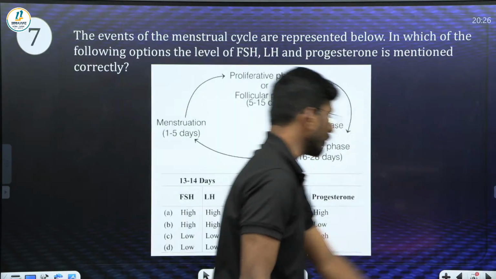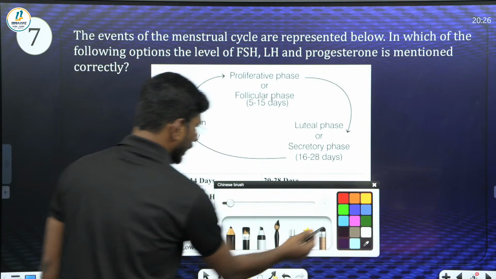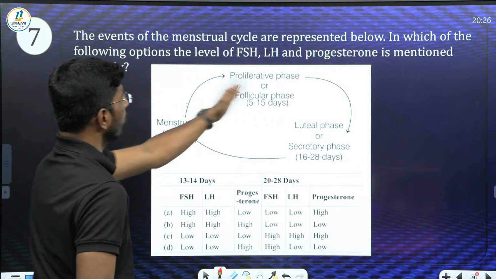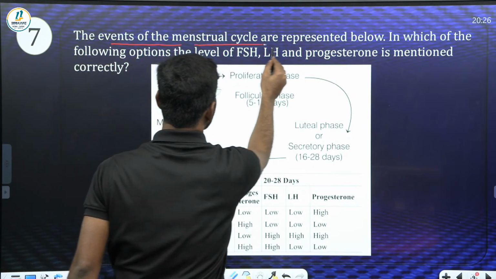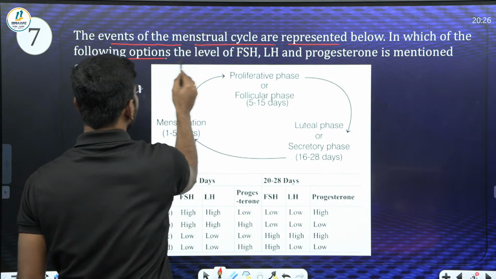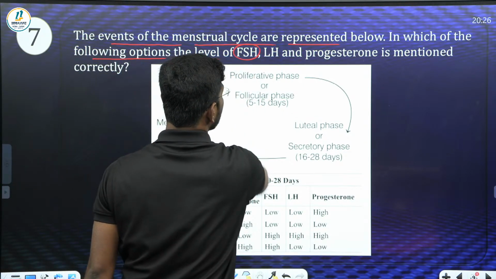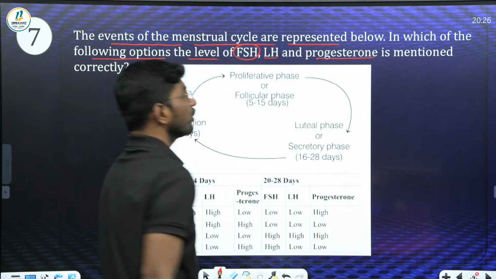Next question. Look at the next question. This question is about reproduction, menstruation. One flow chart is given here. The events of the menstrual cycle are represented below. In which of the following options are the levels of FSH, follicle stimulating hormone, LH, luteinizing hormone, and progesterone hormone mentioned correctly?